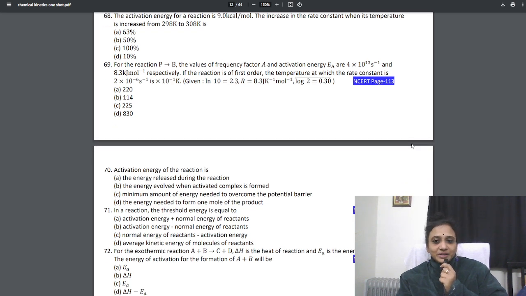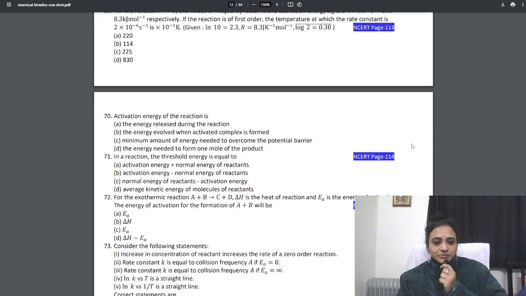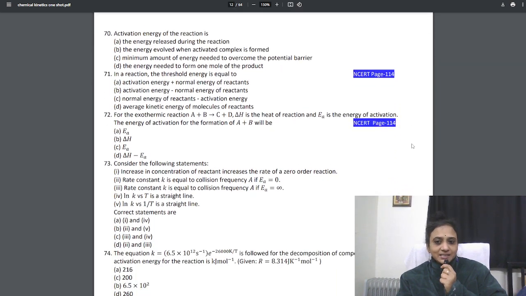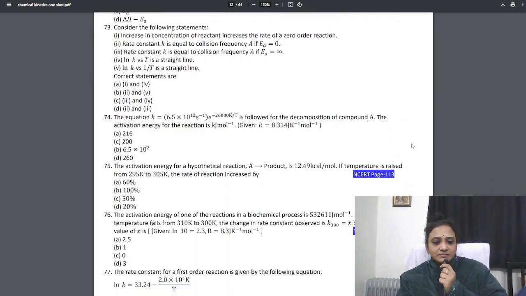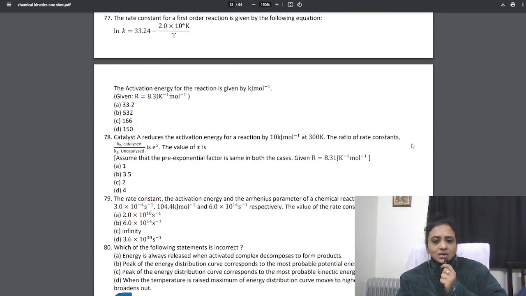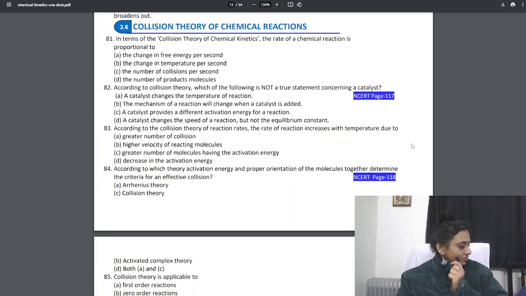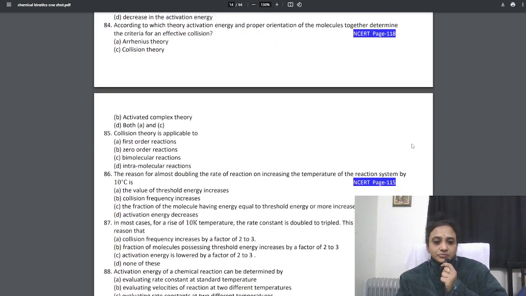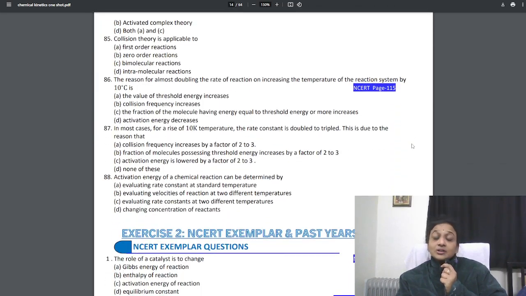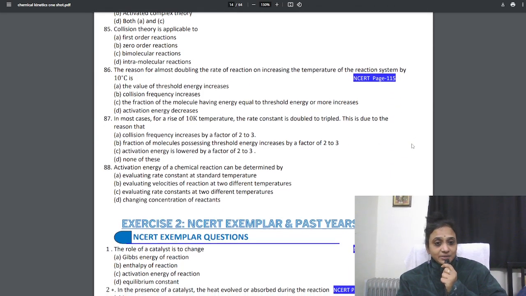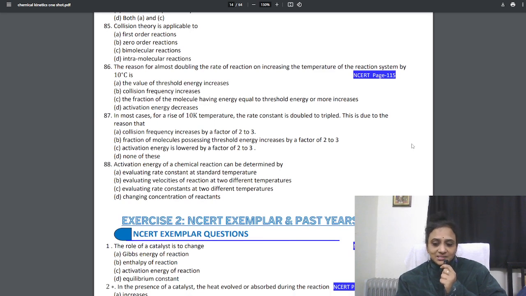All right. From there, gradually I am taking you into different questions like this. NCERT page 114, 115, like that. All the questions, whatever are there, on collision theory of chemical reactions. As I told you, it is not only for CBSE, it is useful for your JEE exam, and for your NEET examination also. Triple the marks, for CBSE, JEE and NEET students.